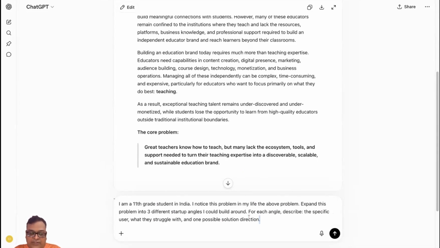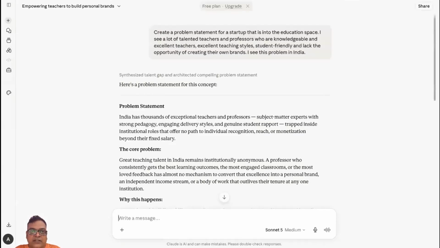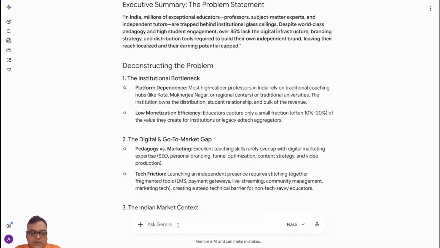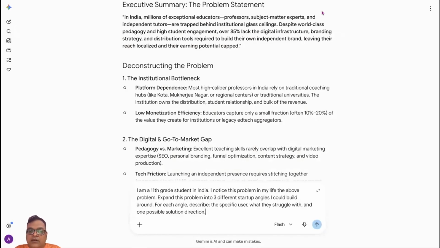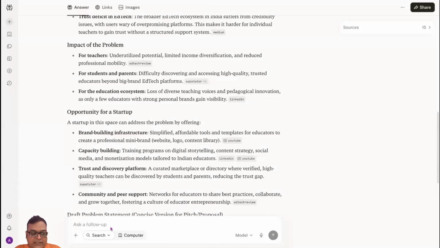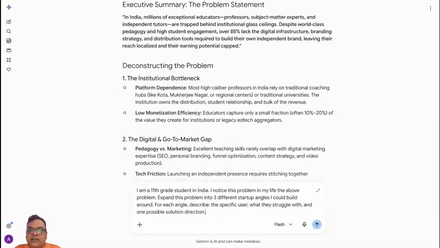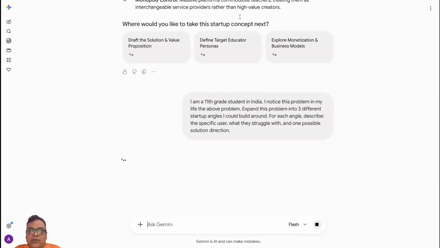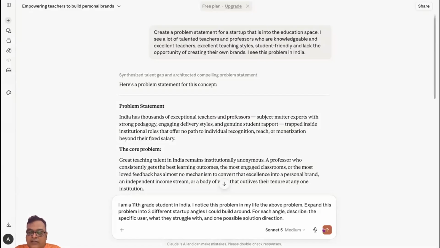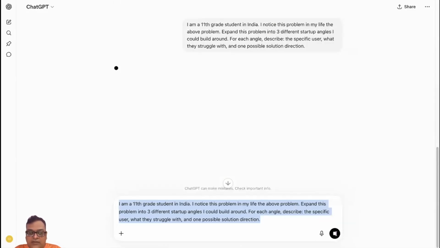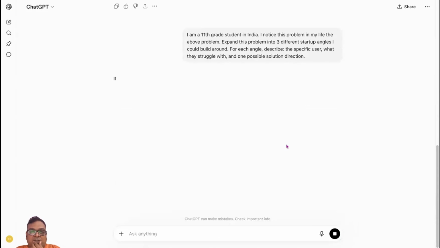Wonderful. Let me copy this, because I'm going to paste the same here and in Gemini as well, and now in Perplexity. Let me start hitting enter. Wonderful. Okay, so let's wait and see.